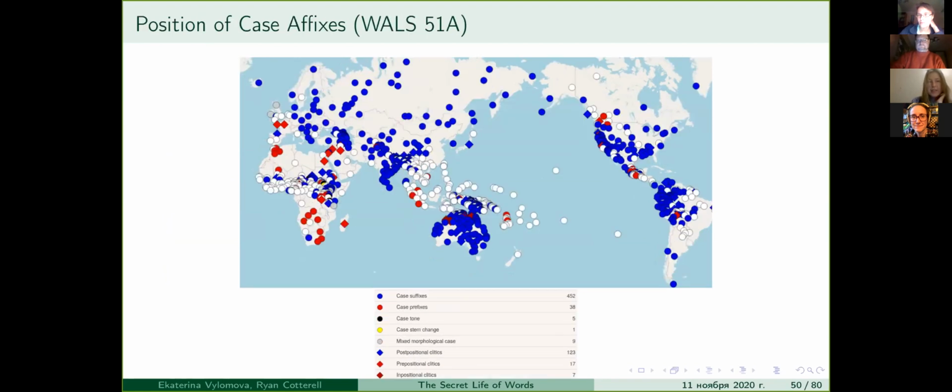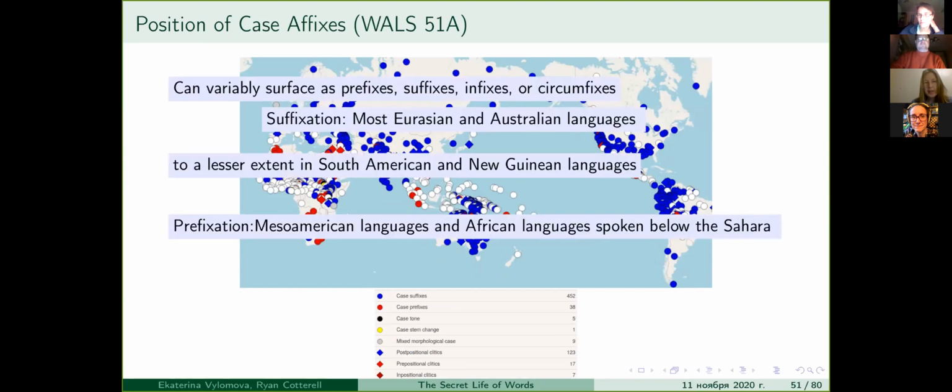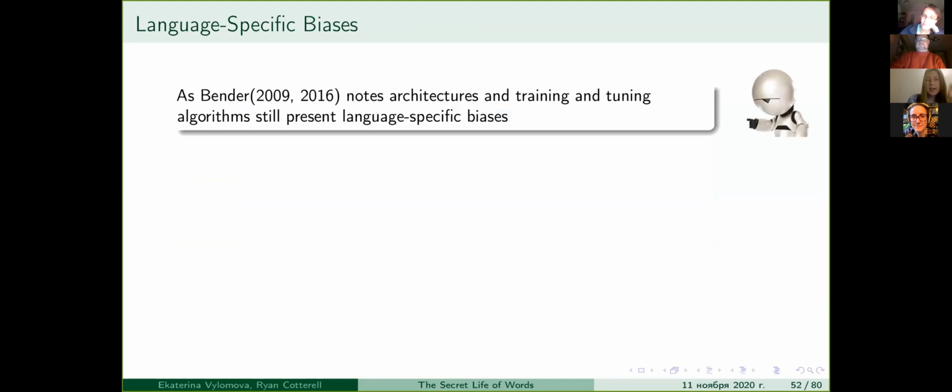Finally, in terms of position of case suffixes, languages vary from prefixing, suffixing, infixing, and circumfixing. Suffixation is common in Eurasian and Australian languages, and for instance, prefixation in Mesoamerican languages or African languages spoken below the Sahara region. And of course, in the NLP community, people often note that there are certain language-specific biases. For instance, Emily Bender notes that architectures, training, and tuning algorithms still present language-specific biases.